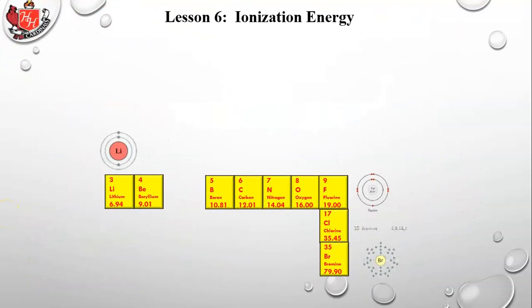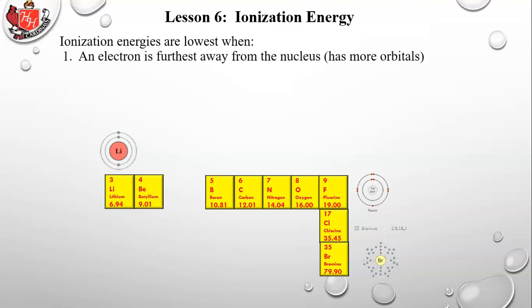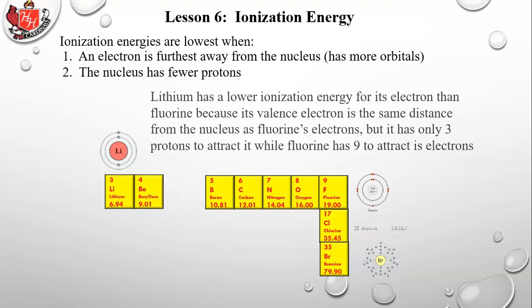Okay, so let's look at why the ionization energies are the highest in the upper right-hand corner. So in this little segment of the periodic table, that would be where fluorine is. Fluorine has a higher ionization energy than lithium. It also has a higher ionization energy than bromine. So let's look at why that is. Ionization energies are lowest when, 1, an electron is furthest away from the nucleus, has more orbitals, and 2, the nucleus has fewer protons. So let's look at the number 2 first.